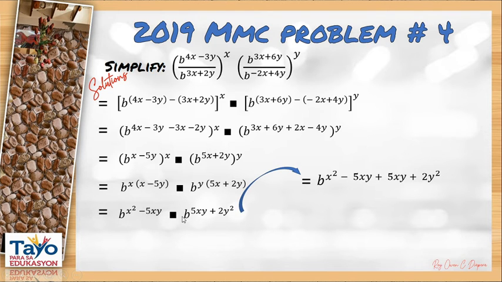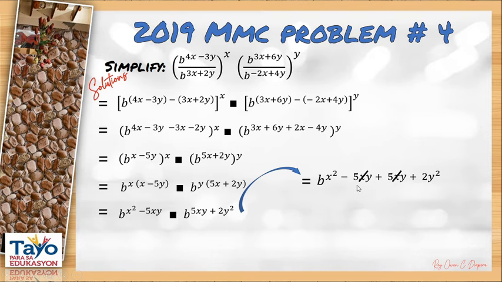So since this is already one term and one term, the bases are the same and we are asked to multiply. So by applying from our review section the product rule, we add the exponents. So x squared minus 5xy, which we just copied, plus 5xy plus 2y squared, because we are just adding, the operation is plus.